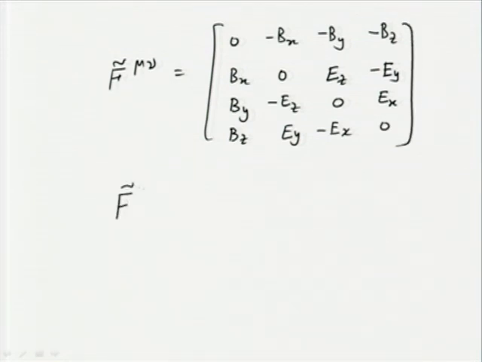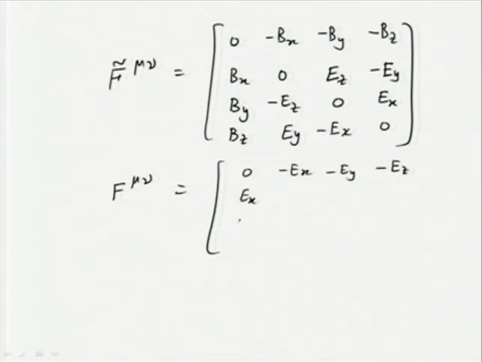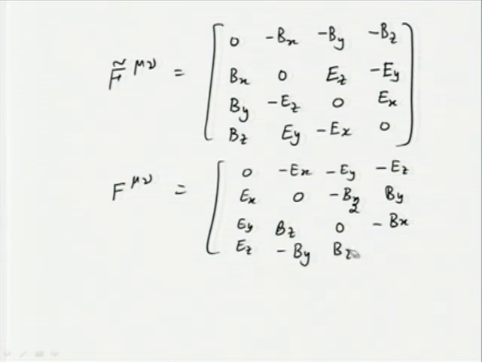Let me also write down f mu nu alongside. F mu nu we had: 0, minus E_x, minus E_y, minus E_z; E_x, 0, minus B_z, B_y; E_y, B_z, 0, minus B_x; E_z, minus B_y, B_x, 0.